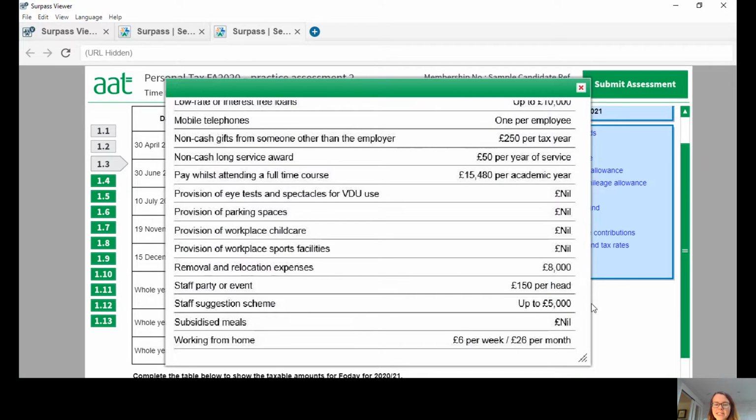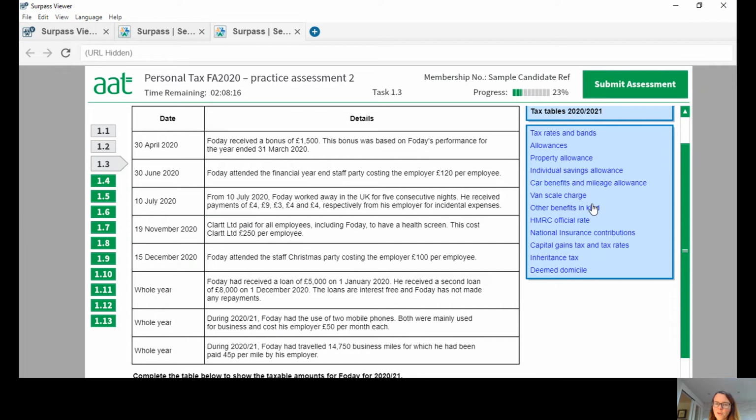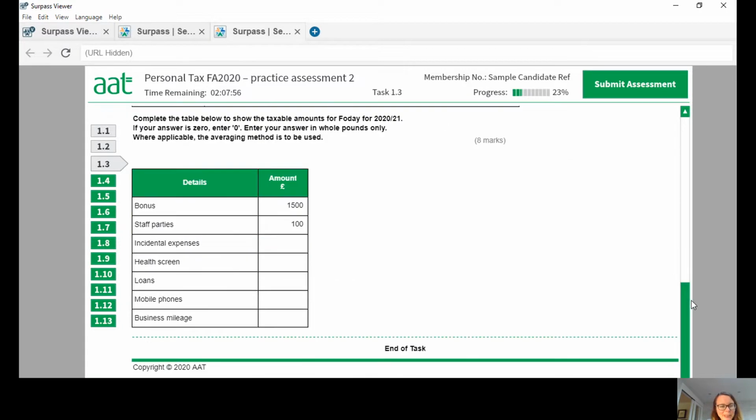Does it say that anywhere? Staff party or event. It says £150 per head, but as I say, that is for one event. So you don't add them together and subtract 150. You have to pick, and in this case, the £100 to be taxable. So it would have been better if they'd spent more on that one and less on that one, and then it would have been a small amount that would have been taxable, if that makes sense. Anyway, I'll shut up about parties. We can't have any at the moment, can we?